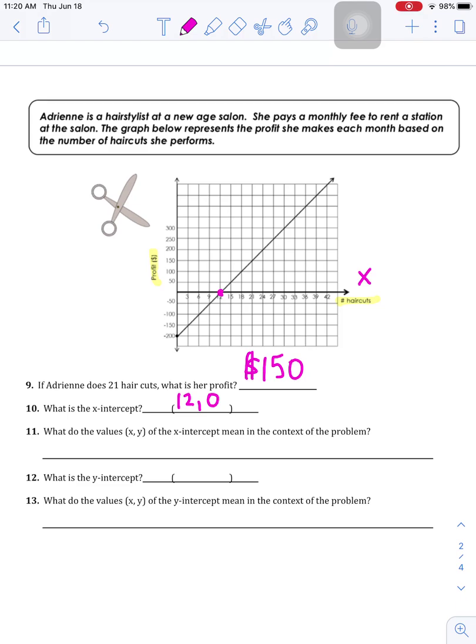Now, we want to think about what those values represent in the context of the problem. Well, when we see 12, that is x. X refers to the number of haircuts. So that means Adrienne cuts 12 haircuts when there is $0 in profit. So that's basically what you would call your break-even point, right?